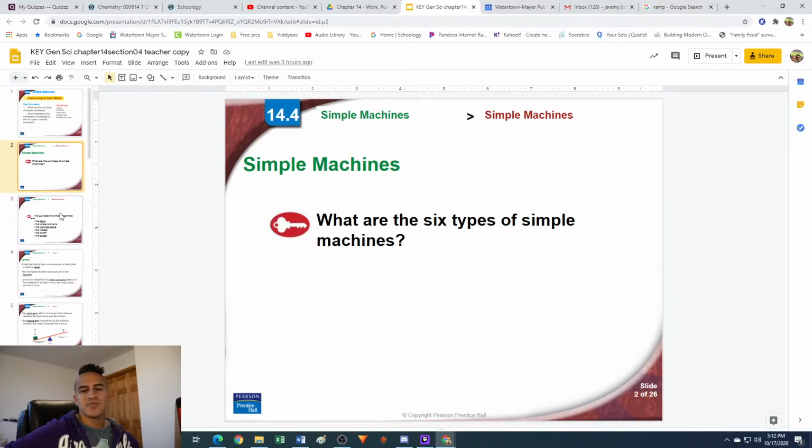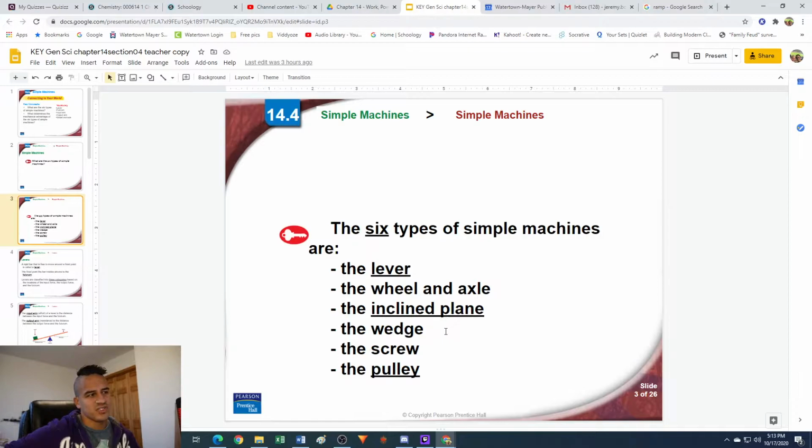And a machine is something that can do one of three things. It can either increase our force, or change the amount of force needed. It can increase or decrease the distance over which our force acts, or it can change the direction of the force that we apply. And so there are 6 types of what we call simple machines, and simple machines are, I don't want to say smaller, but more simplified versions of machines.